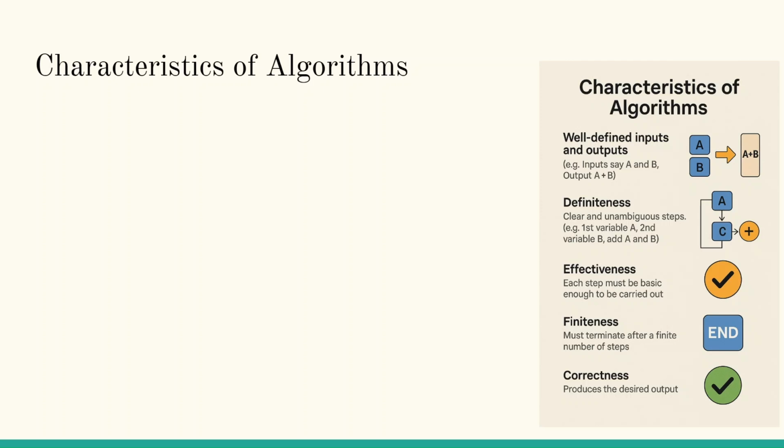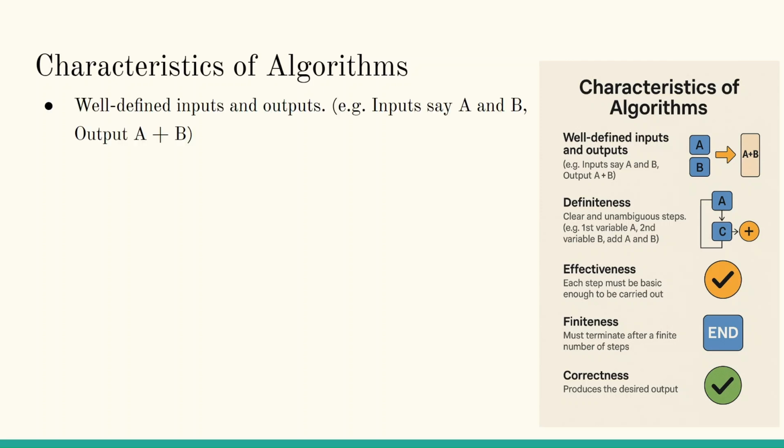Here we will see some characteristics of algorithms. First, well-defined inputs and outputs. For example, we have two numbers, say A and B. We have output, the sum of these two numbers. For example, A plus B.